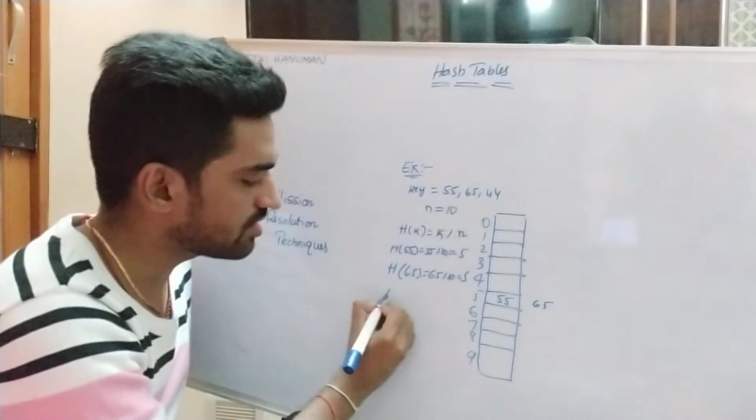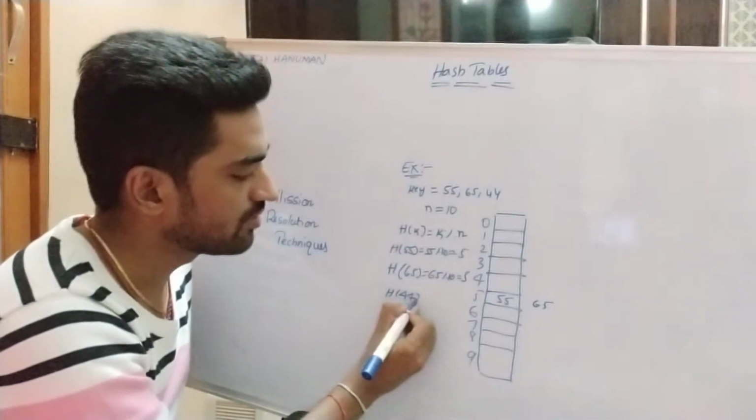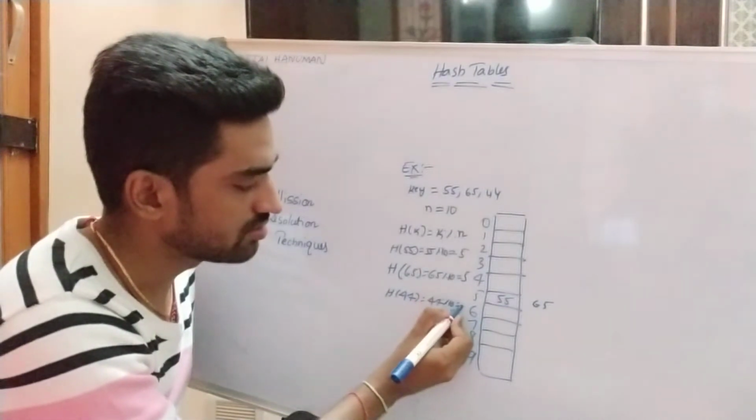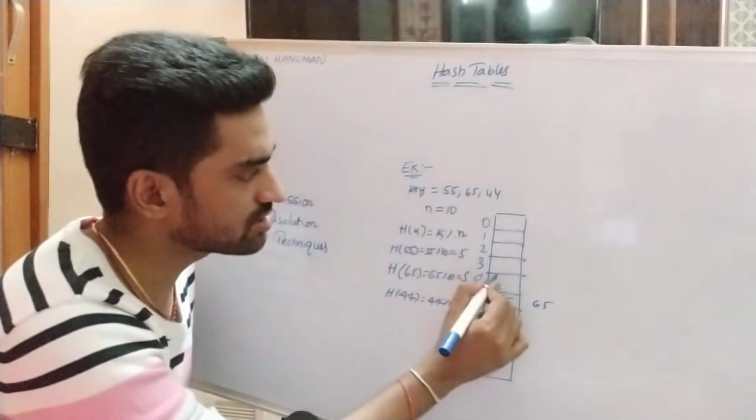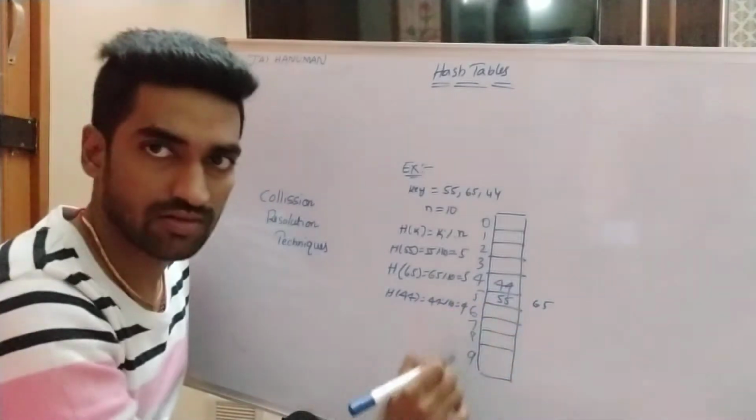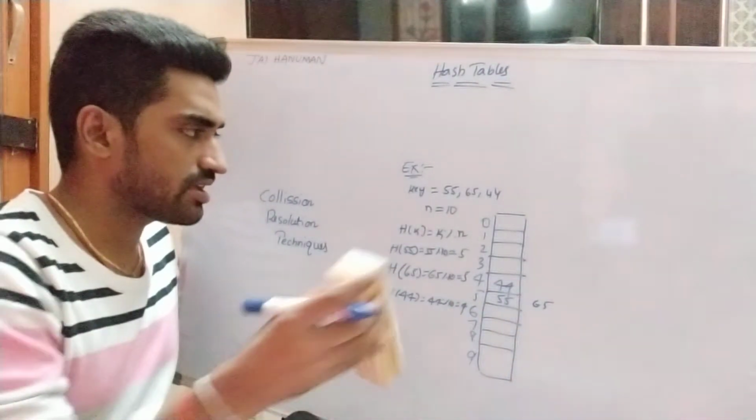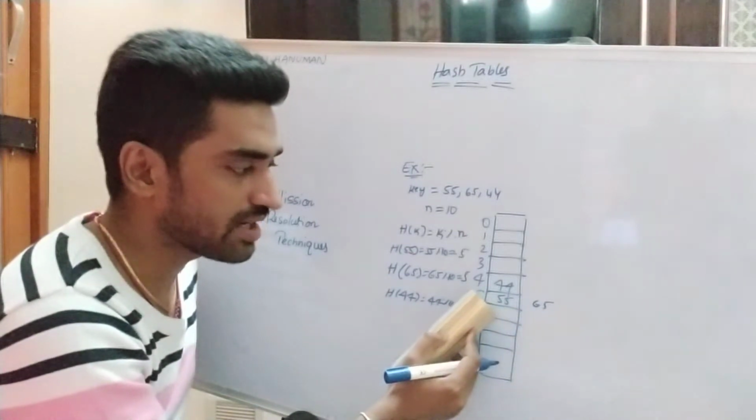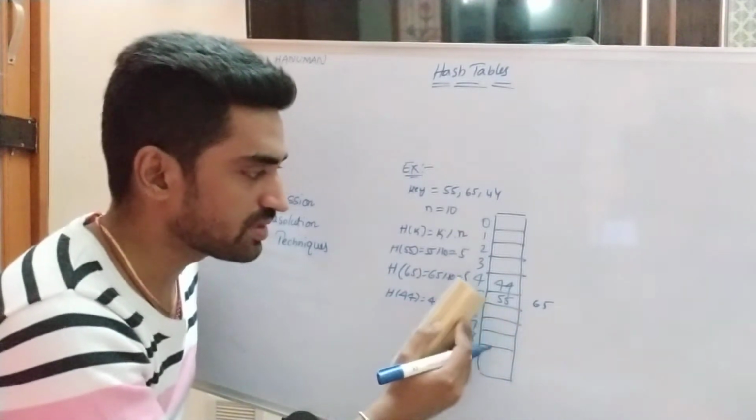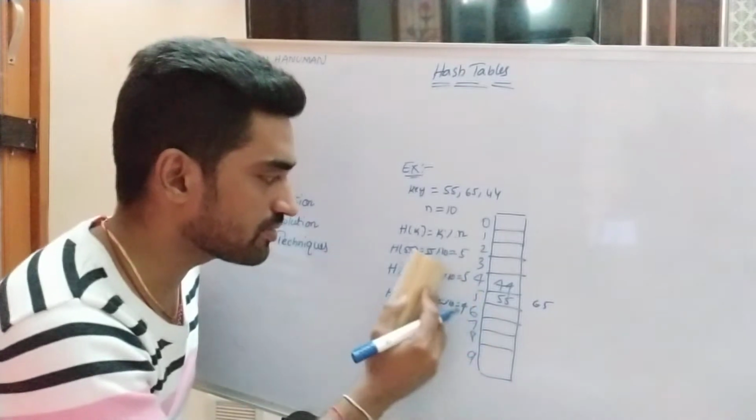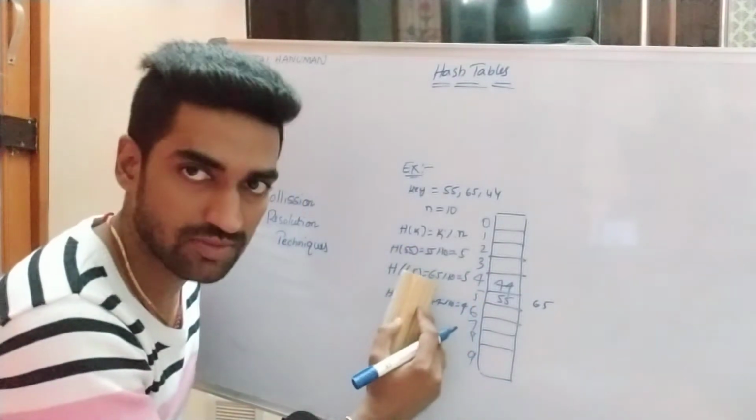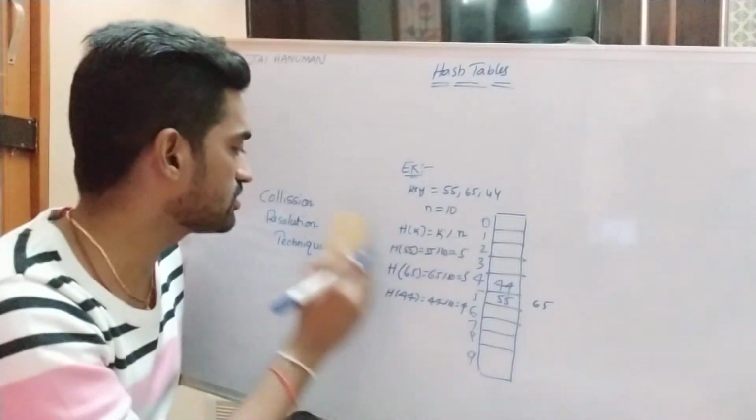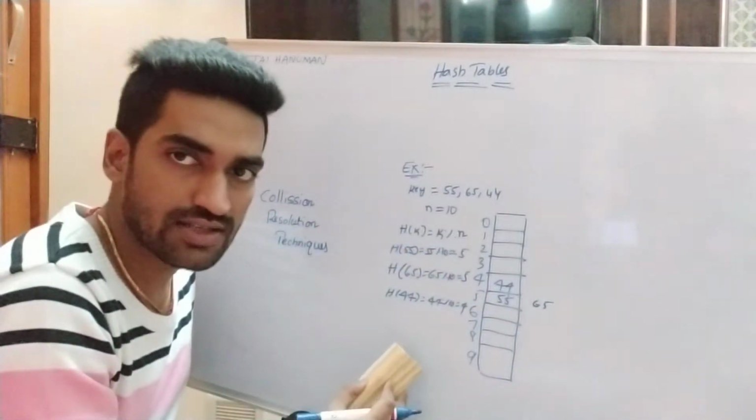What is the next key element? H(44): 44 modulo 10. The remainder is 4. At the fourth position we insert 44. So this is the example. In this example, a collision occurred at the fifth position, because there we are inserting 55 as well as 65. To resolve these problems, we use collision resolution techniques.